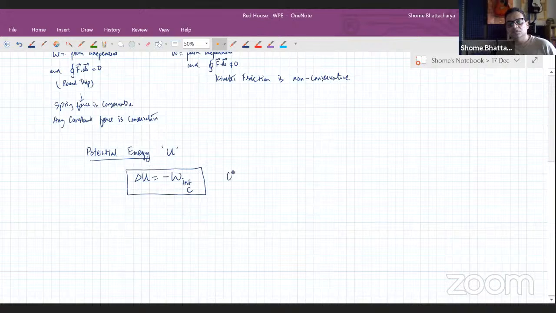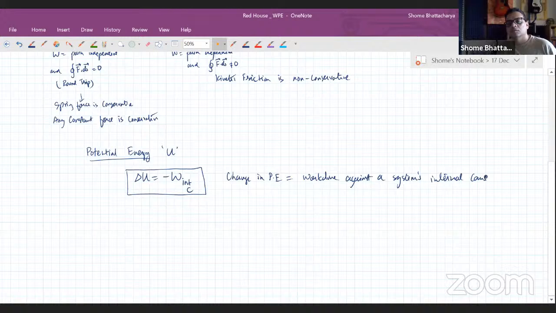So delta U, the change in potential energy, equals the work done against a system's internal conservative force to change its state. When we want to change the state or configuration of a system, we do a certain amount of work against the internal conservative forces of the system, and that contributes to the change in potential energy.